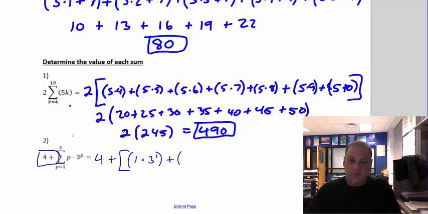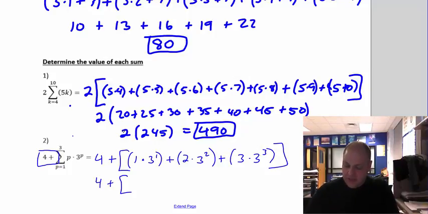Plus, now go up to 2. 2 times 3 to the 2. And now go to 3. 3 times 3 to the 3rd. All right, that's it. So we'll do 4 plus, and that's going to be 4. So it's going to be 3 plus 18 plus 81. And that's going to be, you add them all up, you're going to get 106.